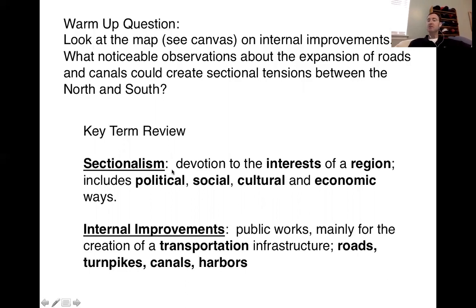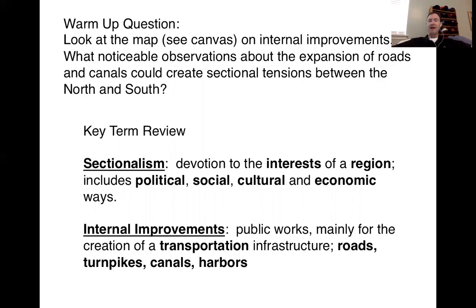So sectionalism is not something that's new. Washington, guys, talked about it very in depth to an extent in his farewell address. So look at what this is: devotion to the interests of a region. These interests can be political, social, cultural, or in this case, economic. We already said to a large extent the South is going to be defined by agriculture, but not just agriculture in the sense of producing corn and wheat and things like that. You're going to see that a bit more in the middle and also the Midwestern or Old Northwest places.